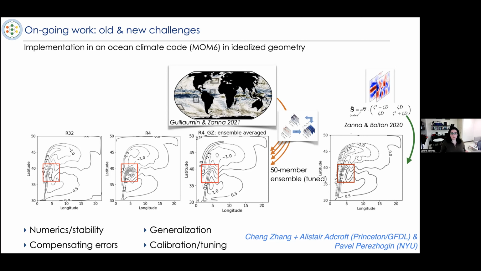So I think we're still working on this, and all of that work is actually done, in terms of implementation, by the Princeton GFDL team with Cheng Zhang and Alistair Adcroft, and then Pavel Perez-Hogan at NYU has been doing the equation discovery implementation. So it still requires a fair bit of effort, even after you've trained a parameterization.